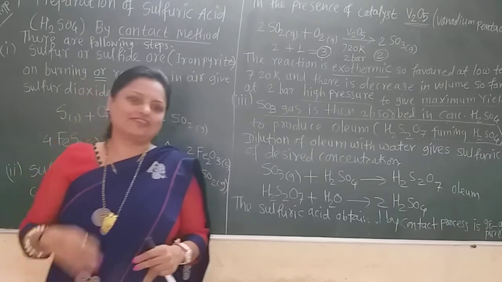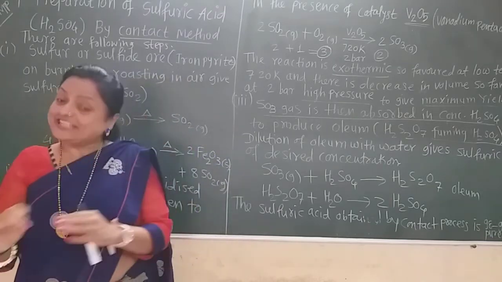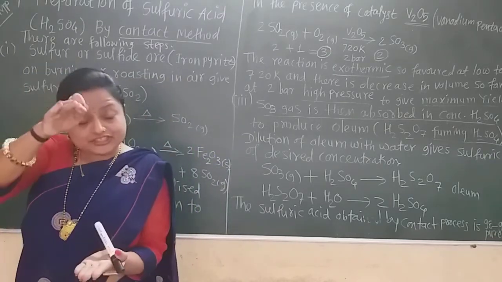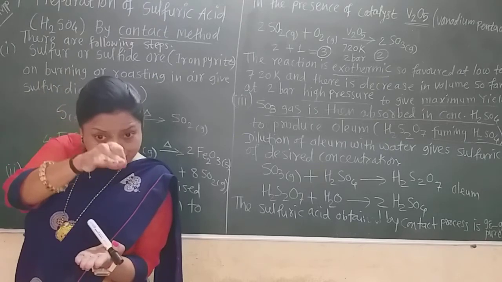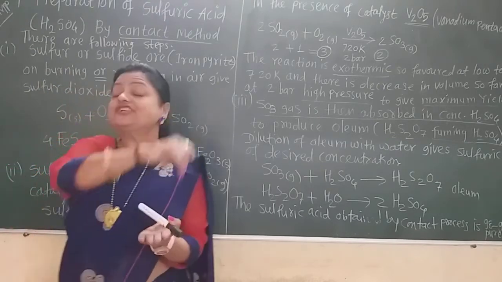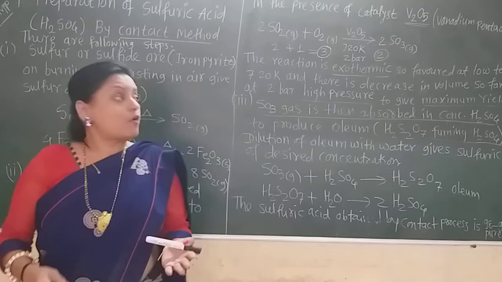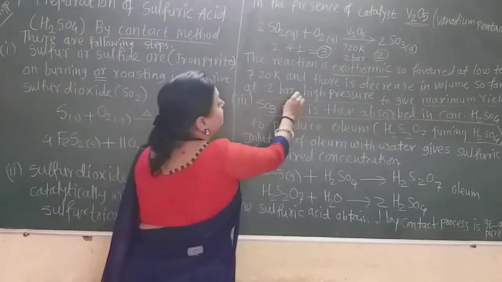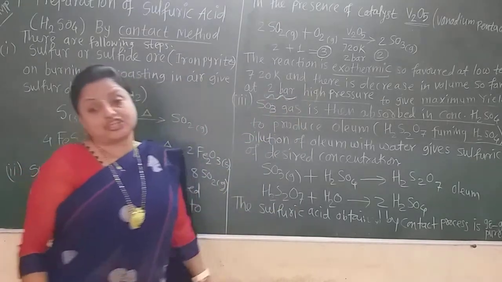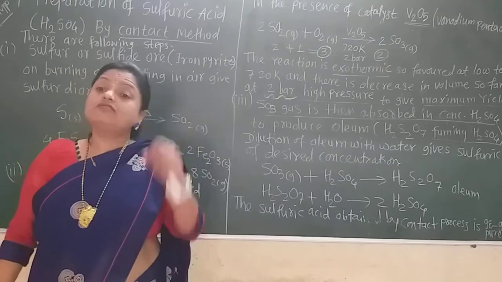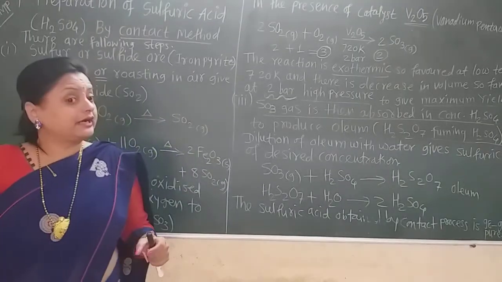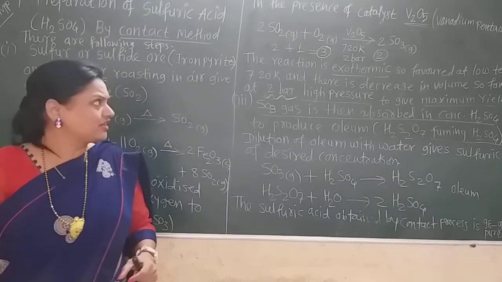3 molecules are converted into 2 molecules. There is a decrease in the volume. So for a decrease in the volume, higher pressure might be required. At higher pressure, this reaction is favored. So about 2 bar pressure is required for this reaction. So the conversion of sulfur dioxide into sulfur trioxide is favored at higher pressure.